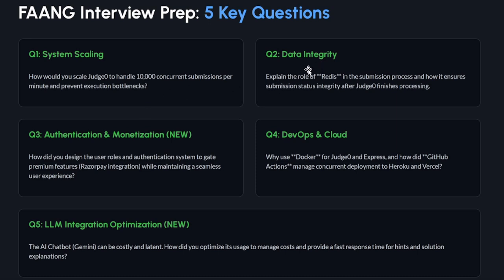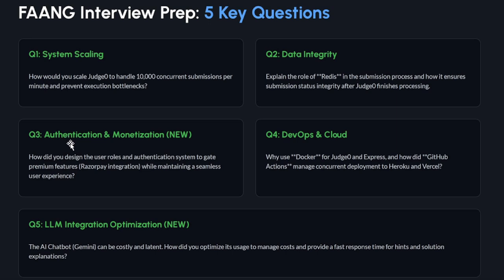Second question is on data integrity. Explain the role of Redis in the submission process and how it ensures submission status integrity after Judge0 finishes processing. Basically, Redis acts as a high-speed message queue for job IDs. Submission starts with the status pending in MongoDB, then a worker updates the status to processing, and finally updates the result back to MongoDB after Judge0 completion.